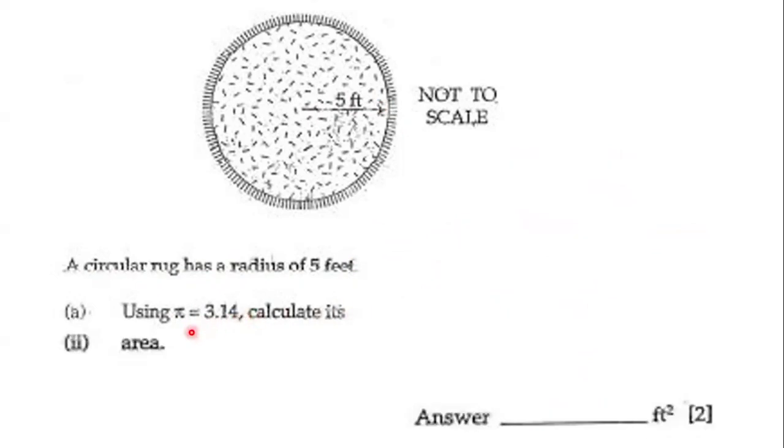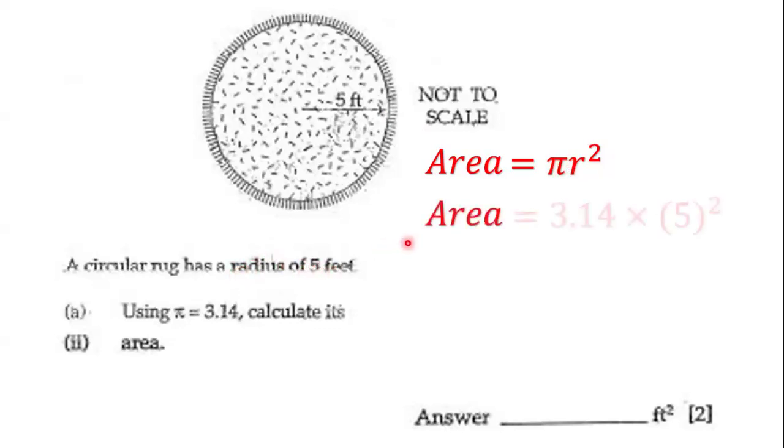Next, we need to determine the area of the circular rug. The formula for the area of a circle is pi r squared. Pi in this question is 3.14. The radius is 5 feet, as the question states.